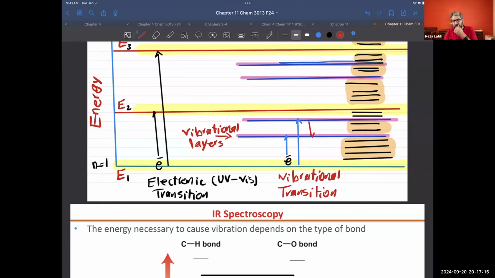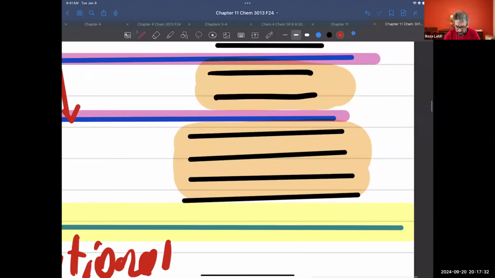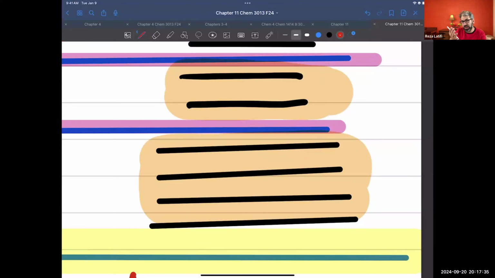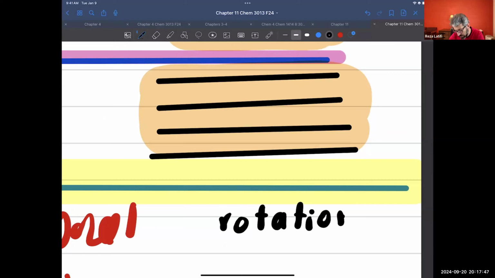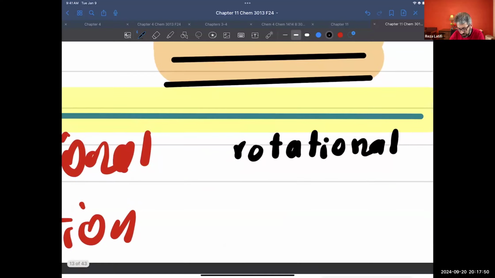Next, between two vibrational layers, you can find really small gaps, small layers where the gap in energy between them is really small. If I zoom in here, the ones that I highlighted in orange are going to be rotational layers, you can call them, and the technique will be a rotational transition.